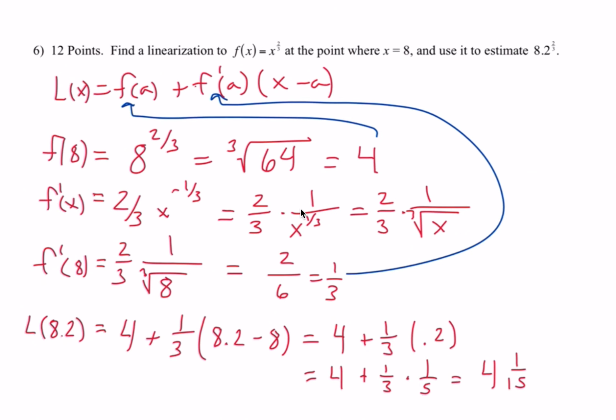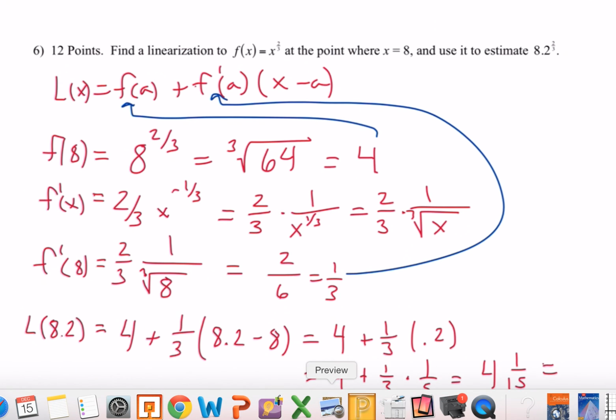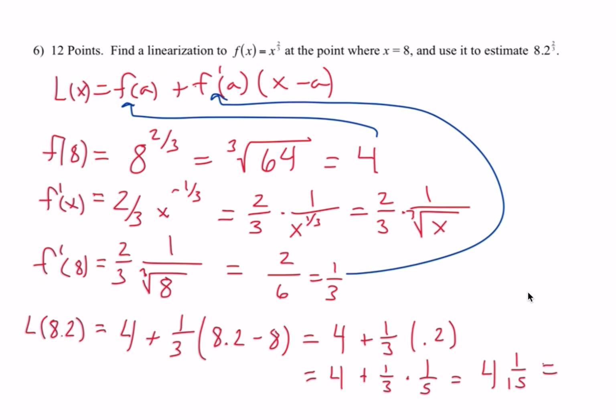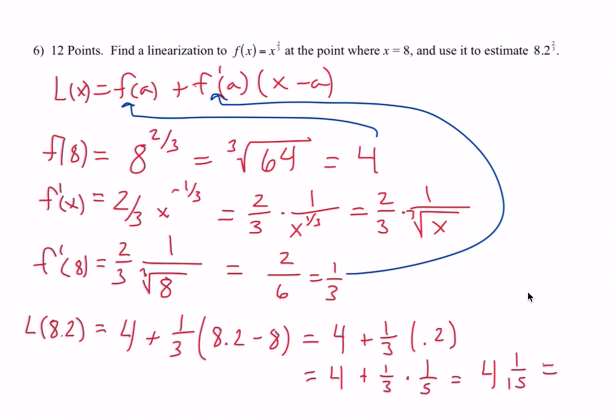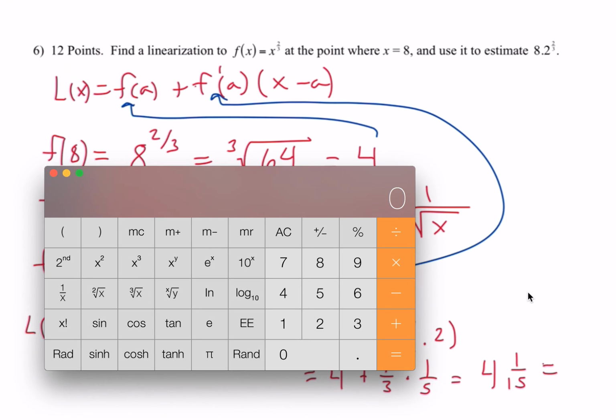1/15th, let's think about that. A 10th would be 0.1, a 20th would be 0.05, so we're looking between those two. And let's pull up our calculator real quick. So we get 0.066. So it's equal to 4.066.